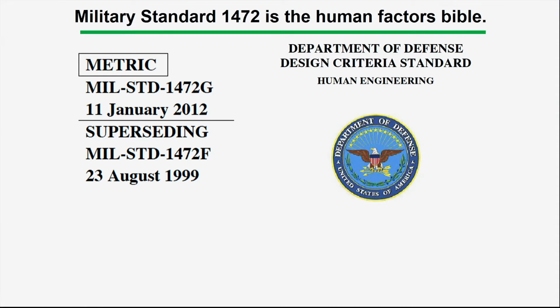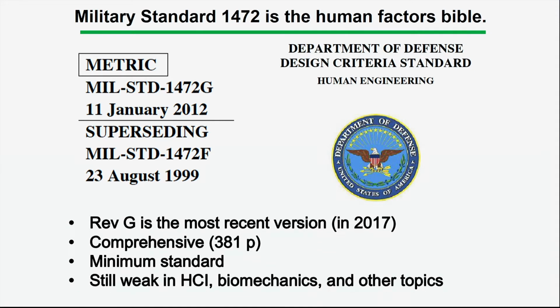I should first indicate how you find this document. All right, so, lest I forget, Revision G is the most recent version. It's a very comprehensive document. It's 381 pages long, and it's the minimum standard for human factors. So what I want to emphasize is that if something meets Military Standard 1472G, it doesn't mean it's good. It just means it meets minimum requirements.